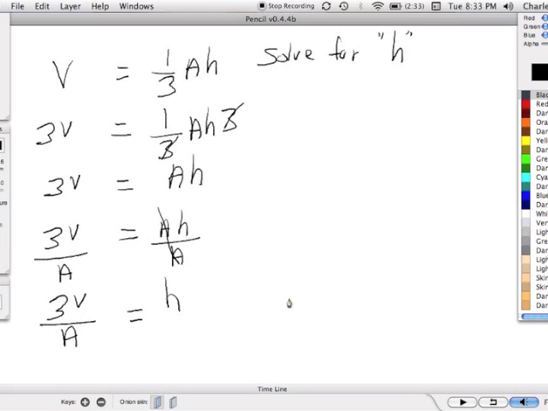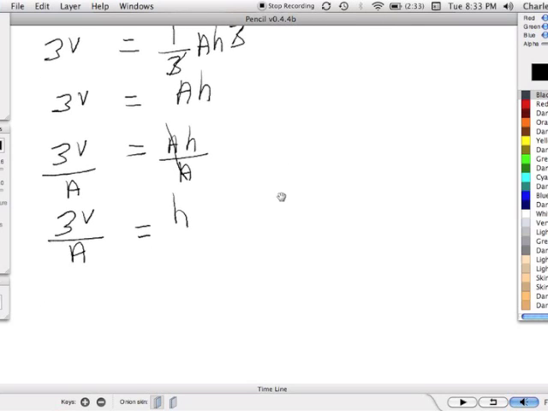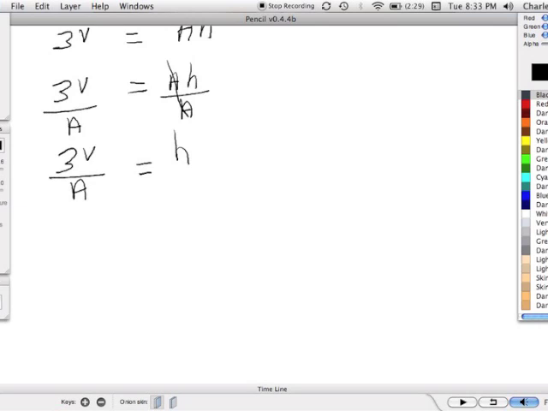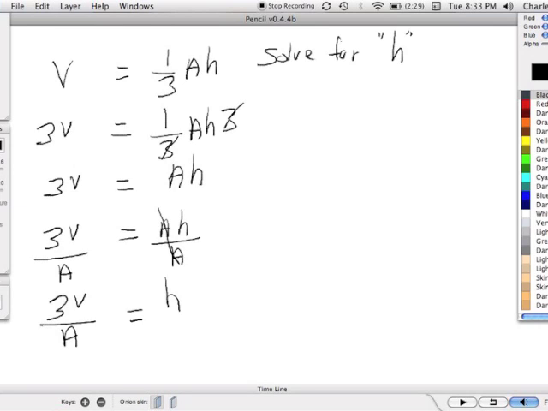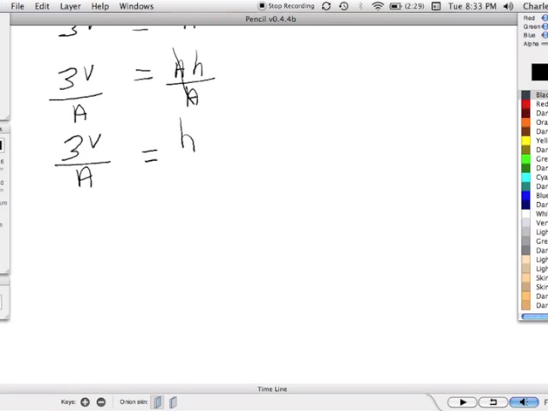Or we can rewrite this, bringing the H over to the left side in conventional algebraic notation. We'll have H is equal to 3V over A. So that's our solution.